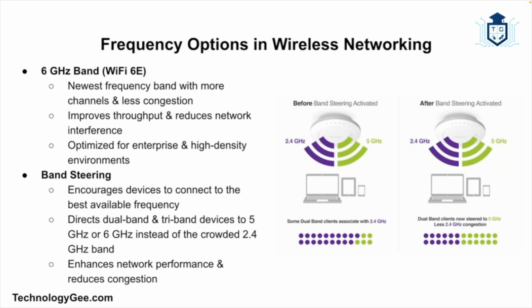And the 6 gigahertz band is a part of Wi-Fi 6E, and it offers even more channels with less interference. And this band improves throughput and reduces congestion in enterprise environments. And then we have a concept called band steering, and this encourages devices to connect to the best available frequency band, improving performance. And it automatically directs dual band and tri-band clients to the 5 gigahertz or 6 gigahertz band instead of the overcrowded 2.4 gigahertz band.